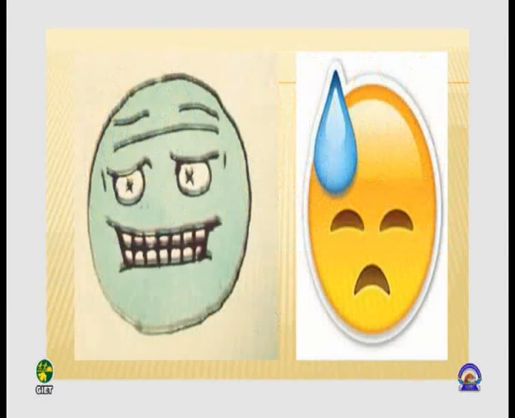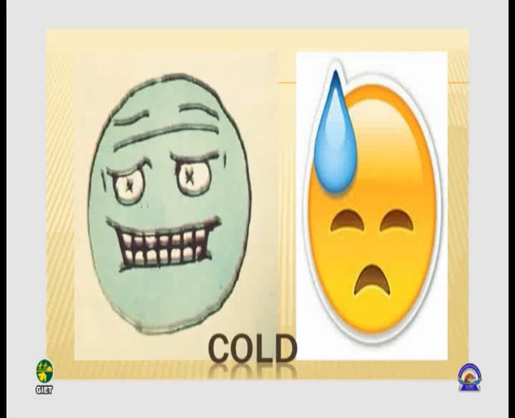What do you think about this picture? Yes, you are right. It is cold, and we use this smiley in WhatsApp also. What do you think about this picture? Yes. It is guilty. When we feel guilty, we use this smiley in WhatsApp also. What do you think about this picture? Yes, it is satisfied.